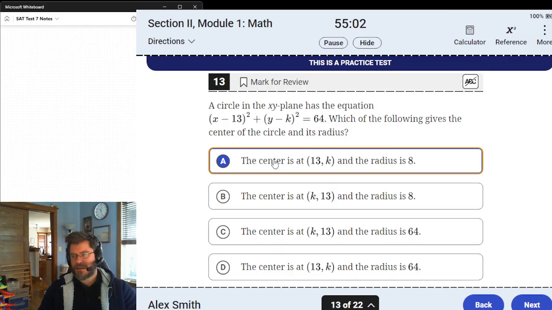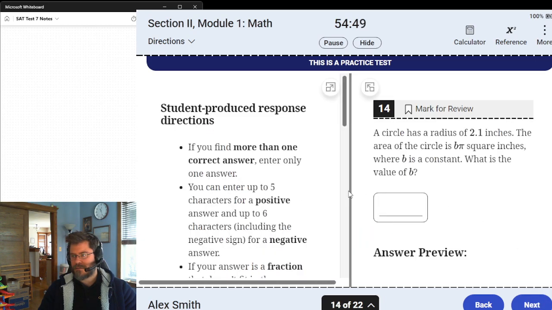So yeah, the center is 13K. The opposite of those numbers gives you the center. And then the square root of this term out here gives you the radius. So radius of 8. Another fill in the blank.